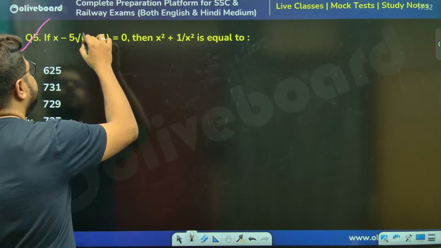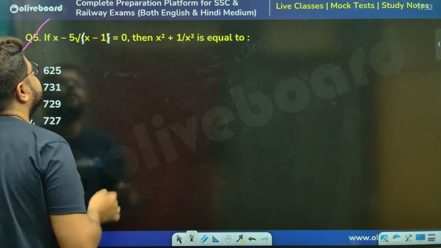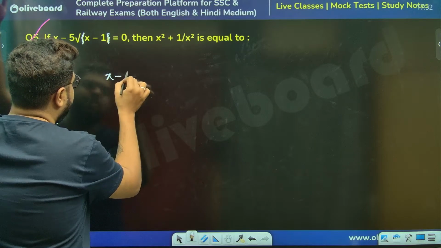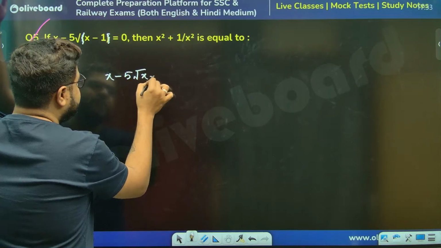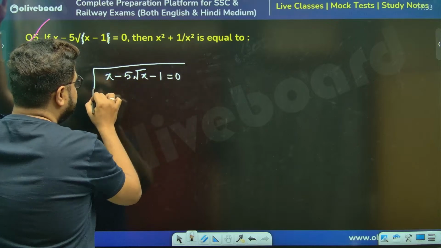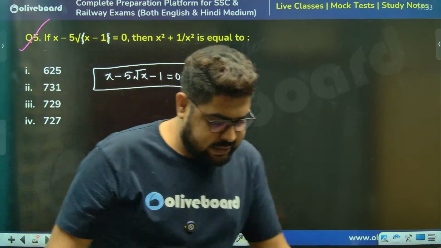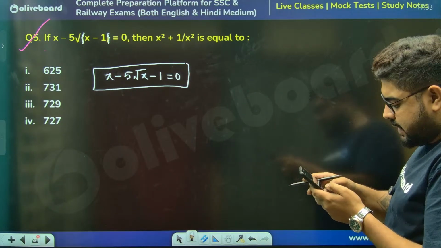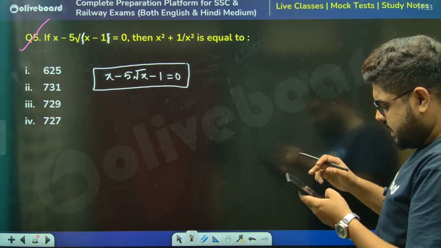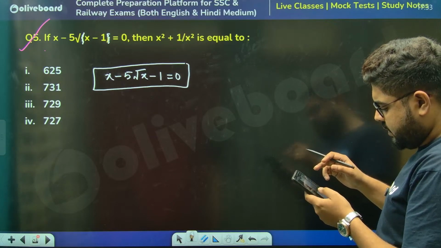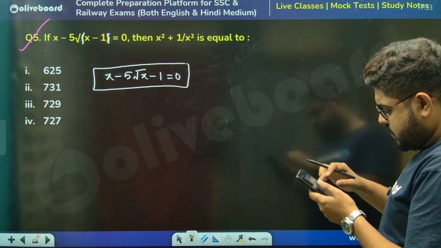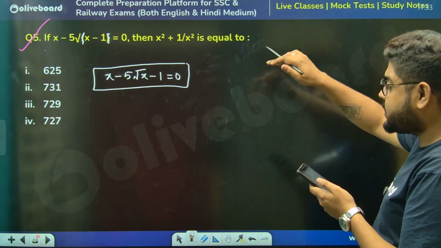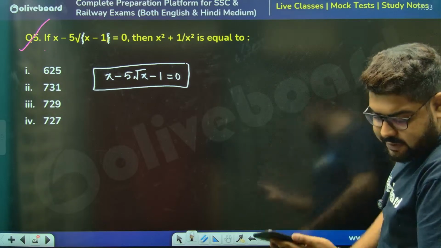Sir, there's a small printing mistake. I didn't see it. This bracket won't be there. I guess that was the reason you guys were not able to solve this. Let me check this once. We should not solve anything that we have to go back on later. Wait. I have the questions. This is question number 5. This one. Both are minus x square plus 1 by x square. 625, 731, 729, 727. Yeah, it's okay.